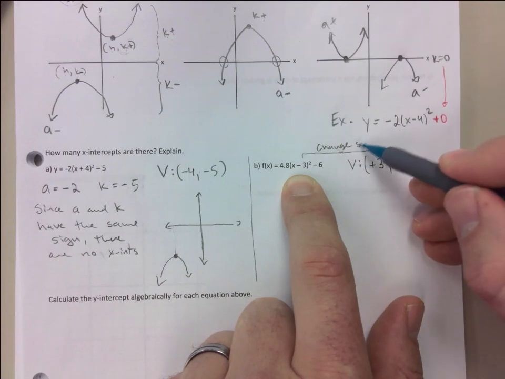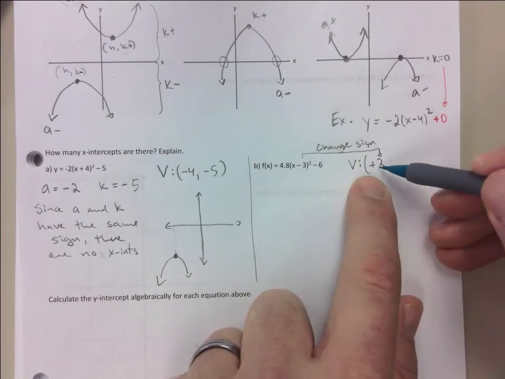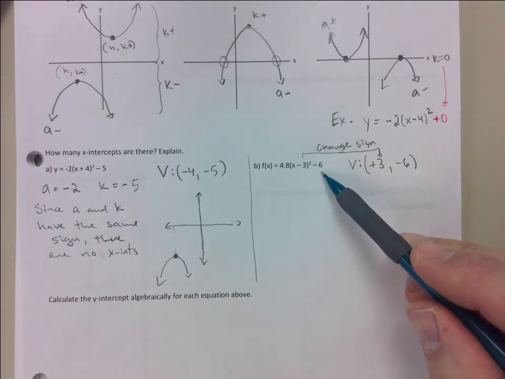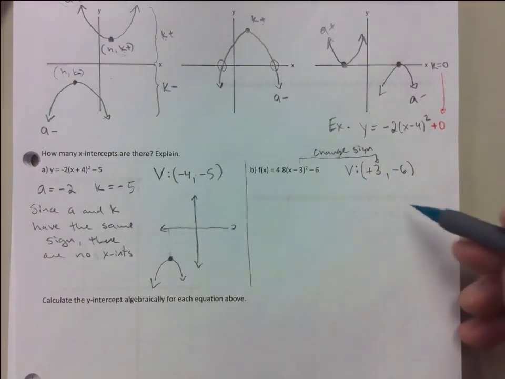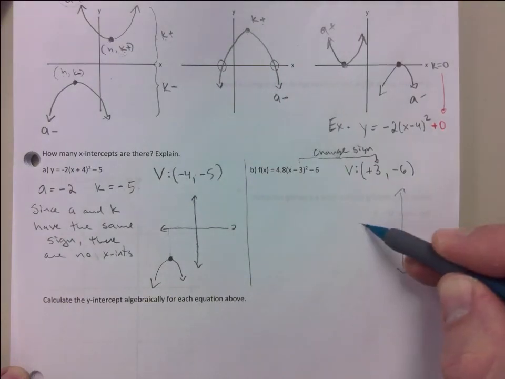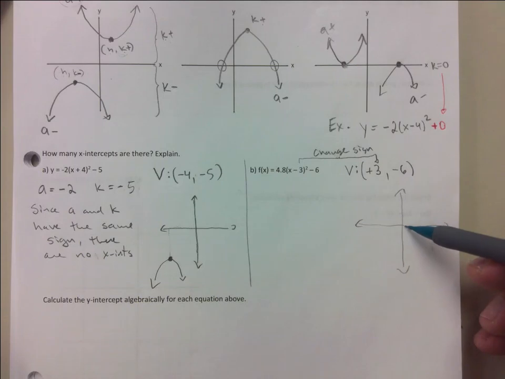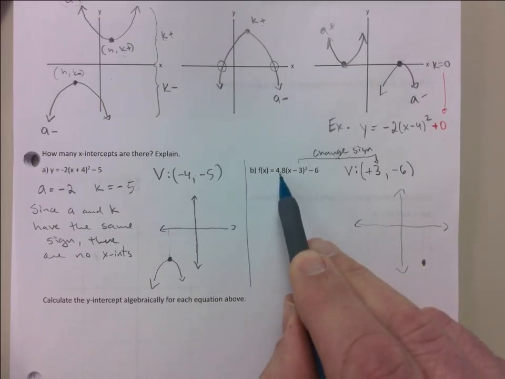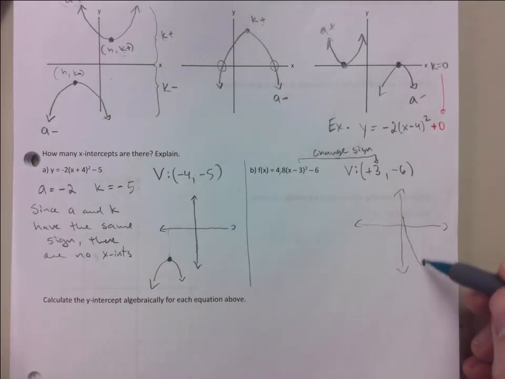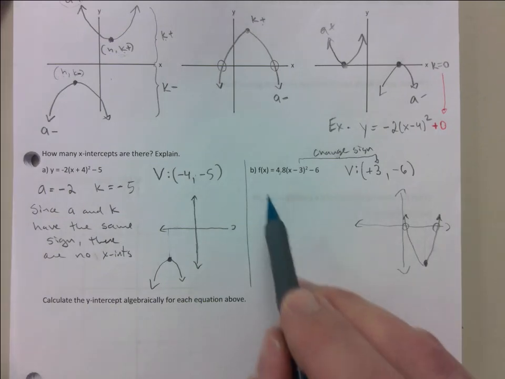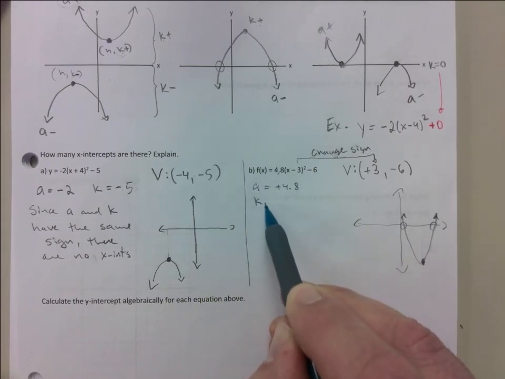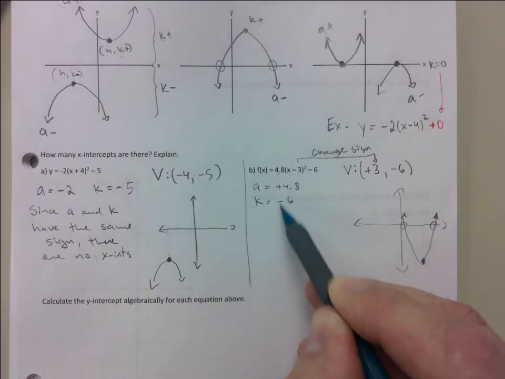Change sign. Okay? So you change it from a negative to a positive, and then the -6 stays. You never change the sign of that constant there. So if you wanted to sketch this, where's 3, -6? 3, -6 is somewhere over here. And A is positive. So this is going to actually cross the x-axis twice. A is positive 4.8. K is -6. Right?